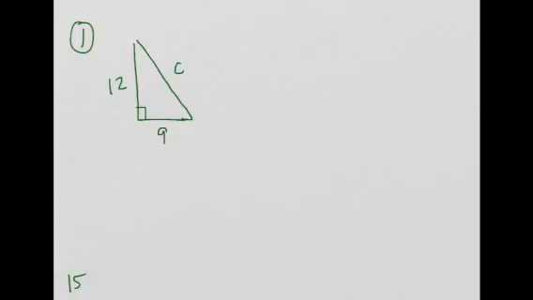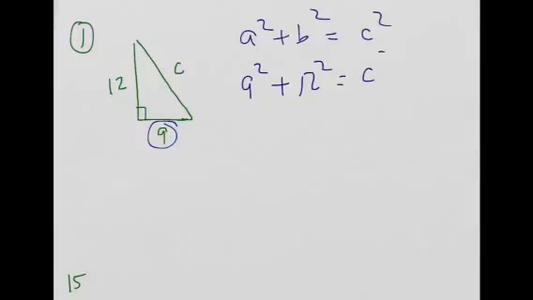So we're going to start out with the formula a squared plus b squared equals c squared. A is always going to be the smallest side, so a squared is going to be 9 squared plus 12 squared is equal to c squared. 9 squared is 81 plus 144 is going to equal c squared. So it's 225 is equal to c squared.